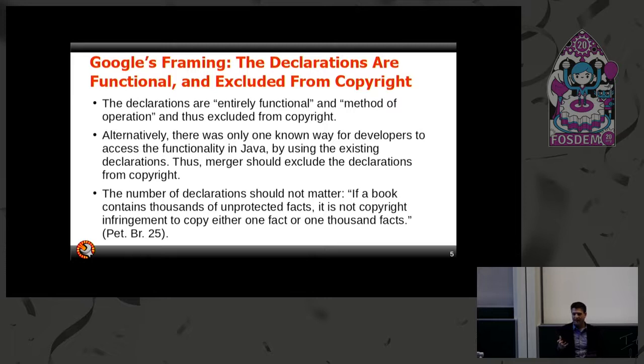After Oracle had created these Java packages, there was only one way for people to access the functionality, and that was by using the specific name and the specific organization that Oracle had prescribed. Therefore, this copyright concept called merger says there's really only one way to do it, so you can't tie that thing up by copyright. They've also said it doesn't matter that we copied 11,000 of these. If you can copy one fact or one piece of functionality, you can copy 1,000. It doesn't matter. So that is broadly Google's framing.